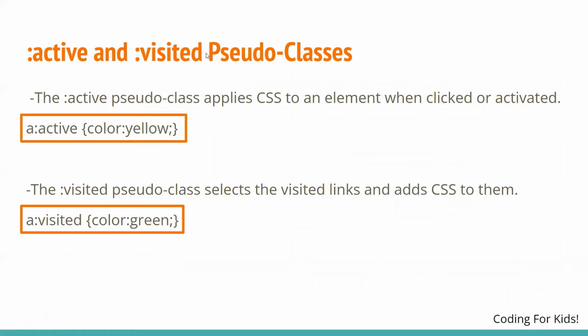Now we have active and visited pseudo classes. The active pseudo class applies CSS to an element when clicked or activated. So right when you're clicking on the element, mostly a link, it'll change color. This is a very short change, just because your link will be active for maybe a second and then it'll take you to the window, and right when it takes you to another tab or window, then it'll automatically be visited because you're on the link. So active is like for 2 seconds or something, and it automatically changes.